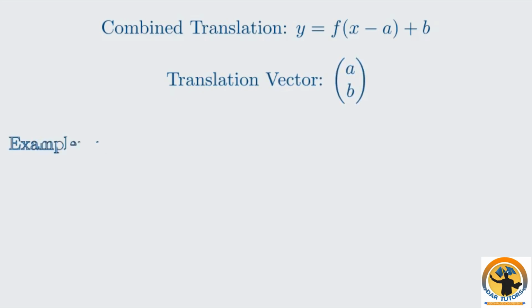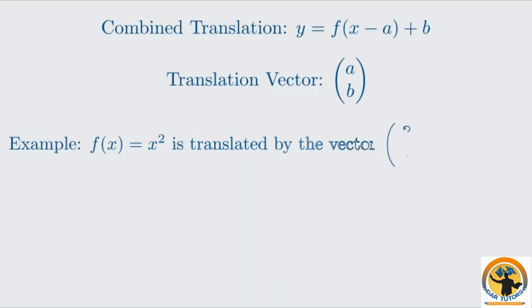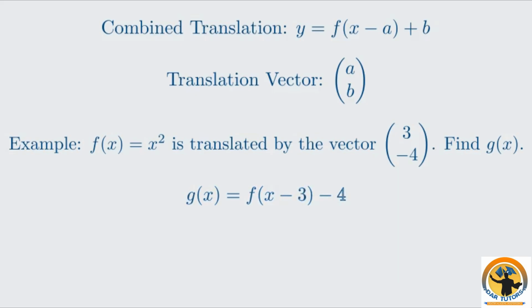Let's work through an example. Suppose we have the function f of x equals x squared, and we want to find the equation of the function g of x that results from translating f of x by the vector (3, -4). The vector (3, -4) means we shift 3 units to the right and 4 units down, so a equals 3 and b equals minus 4. Plugging these values into our general form, we get g of x equals f of (x minus 3), minus 4.